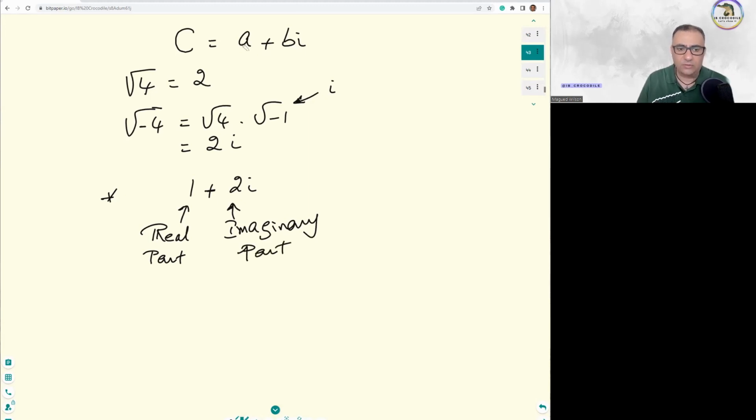Now sometimes b equals 0. In case b equals 0 as the imaginary part, we come back to only a real part. So if the imaginary part is 0, that complex number becomes real. That's why I can also say that the set of real numbers is a subset of the set of complex numbers.